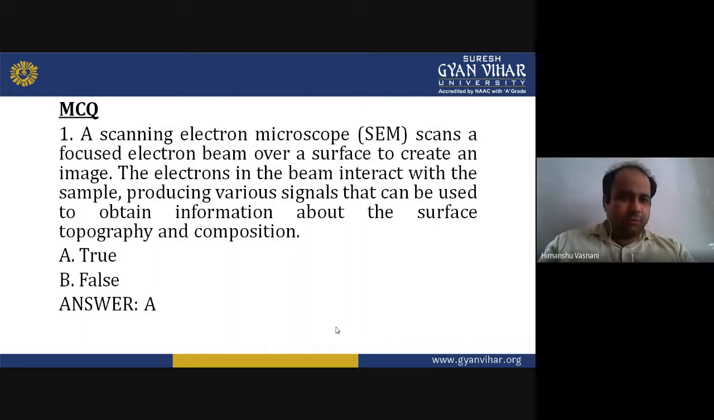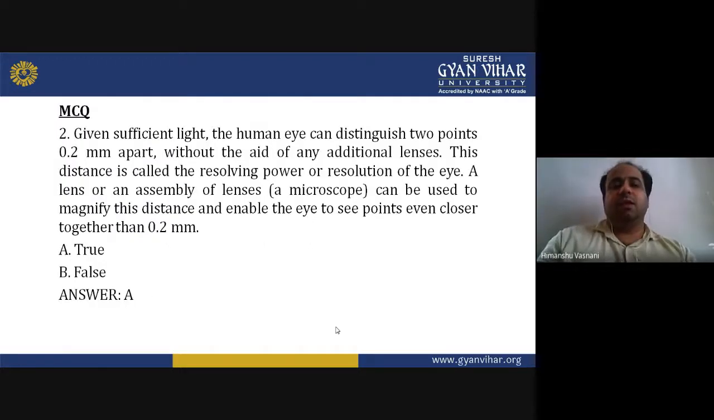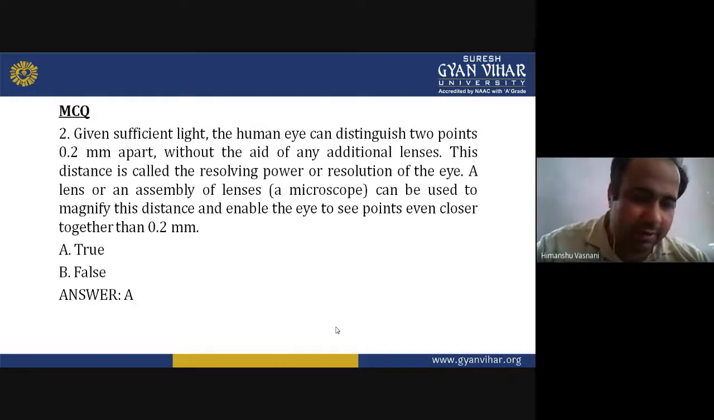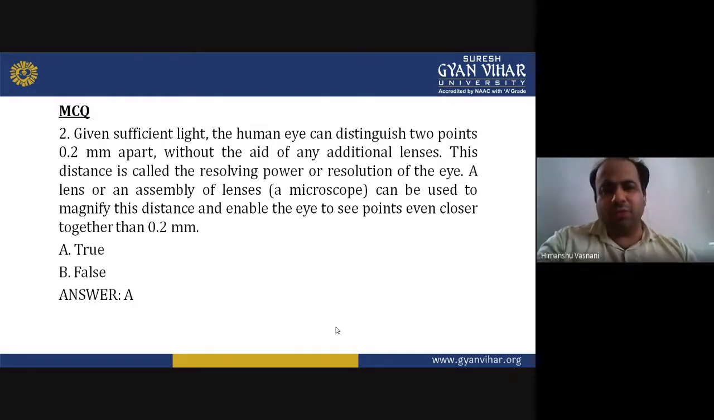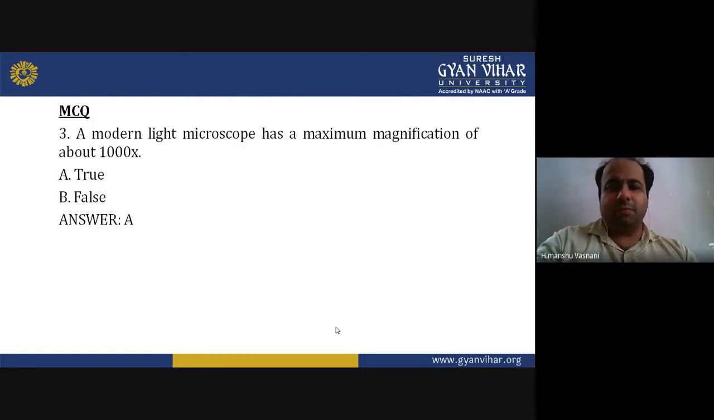Here the signals are produced, so producing various signals that can be used to obtain information about the surface topography and composition. Now, second: given sufficient light, the human eye can distinguish between two points 0.2 mm apart without the aid of any additional lenses. This distance is called the resolving power or resolution of the eye. A lens or an assembly of lenses or a microscope can be used to magnify the distance and enable the eyes to see points even closer together than 0.2 mm. So I think it's true. A is the answer.